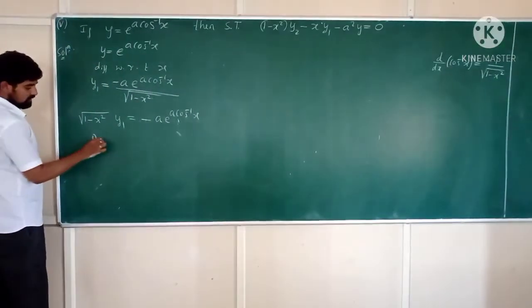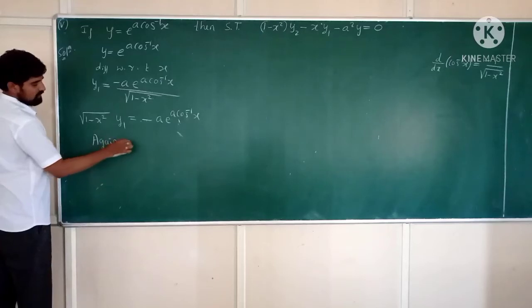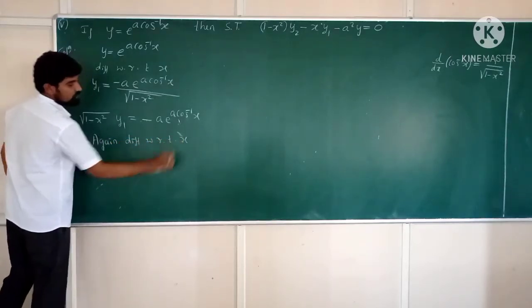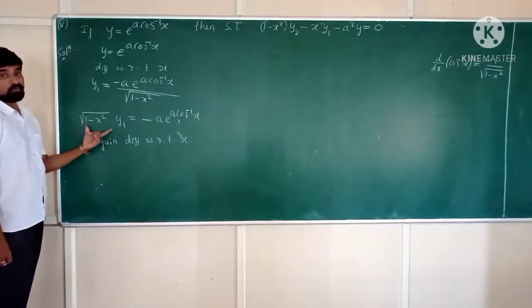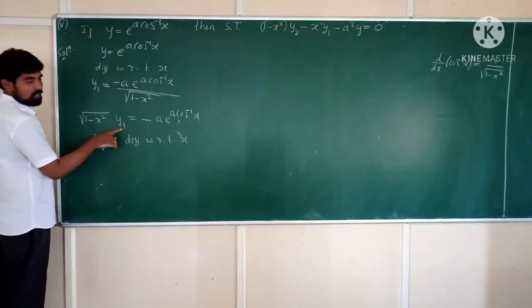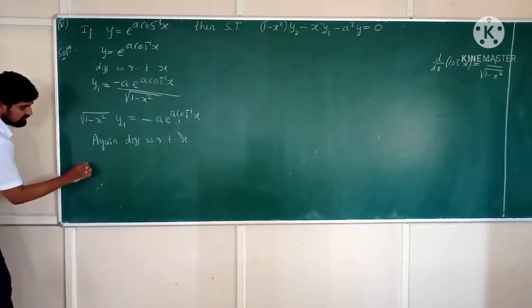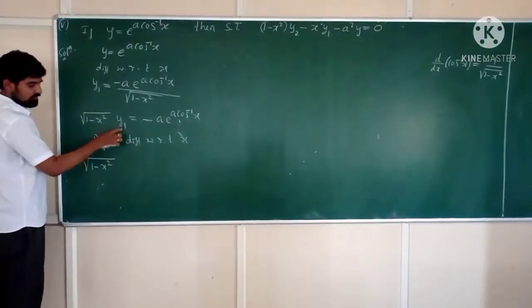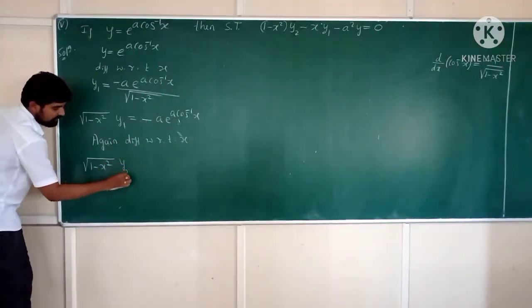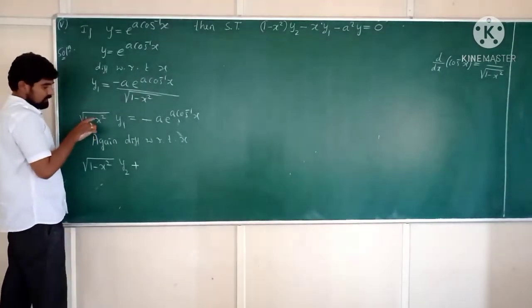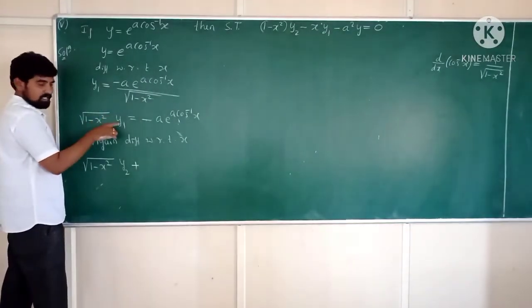Therefore, again differentiate with respect to x. Here we need to apply the product rule. First function is square root of 1 minus x square. Second function is y1. So first function as it is, square root of 1 minus x square. Derivative of second function, derivative of y1 is y2 plus derivative of first function, second function as it is.